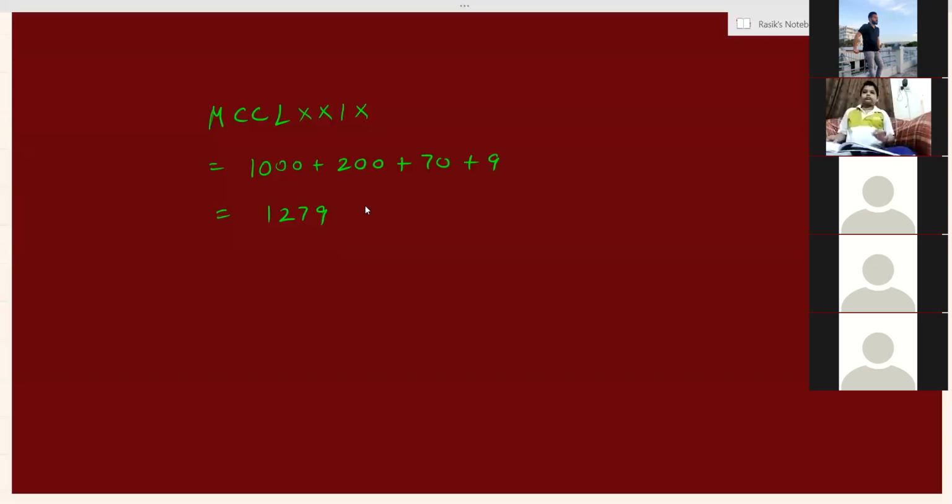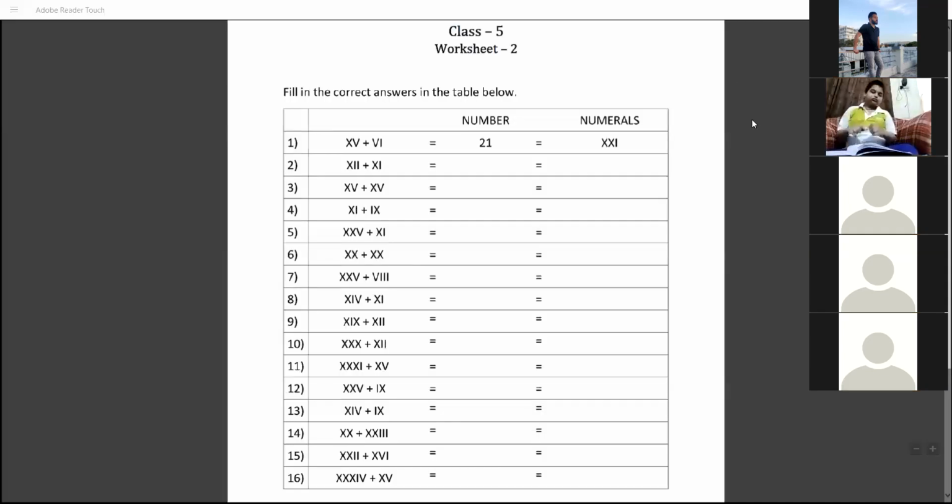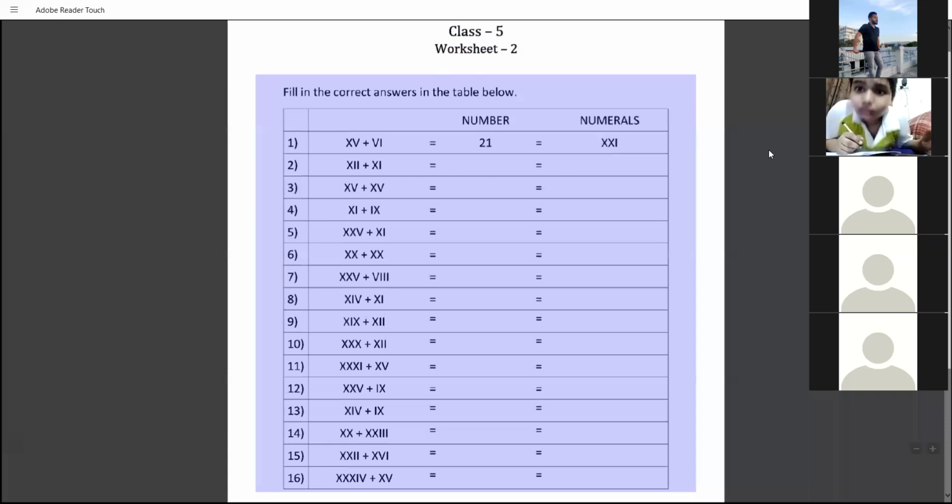Sharing the screen. This is your second worksheet. Can you all see it on your screen? Have you understood what to do in the worksheet? Very good. You have to add the Roman numerals and write the answer first in Indo-Arabic and then convert it again into Roman numerals. Okay? Start doing it.